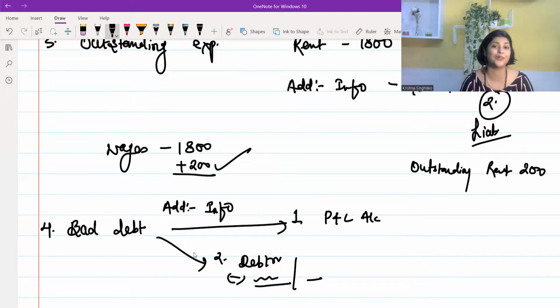Which side of the profit and loss account? Debit side of the profit and loss account. And the second adjustment is that you will write it on the asset side of the balance sheet, and under debtors you are going to deduct it from the amount of debtors.